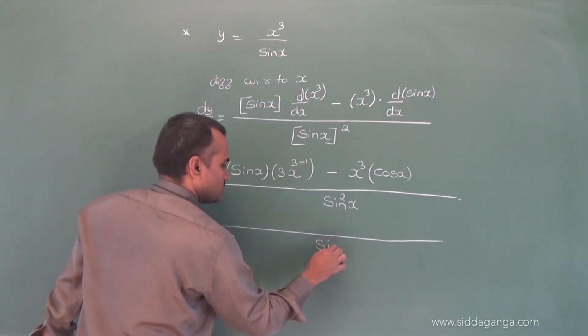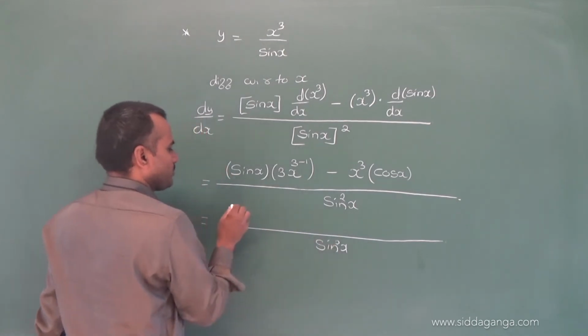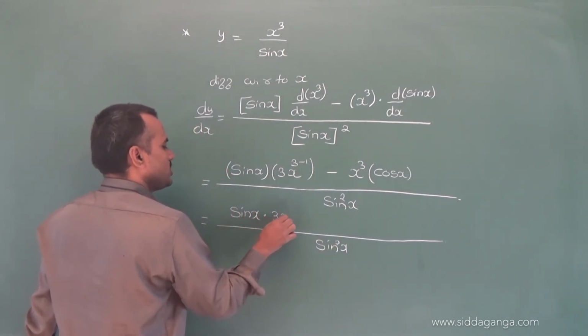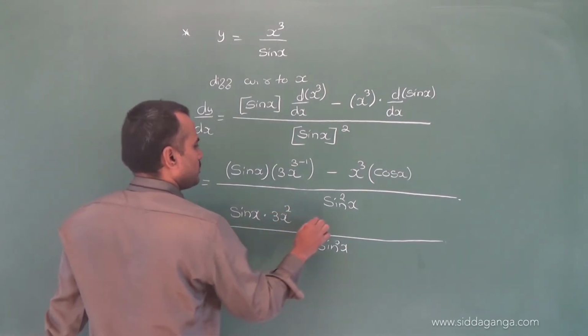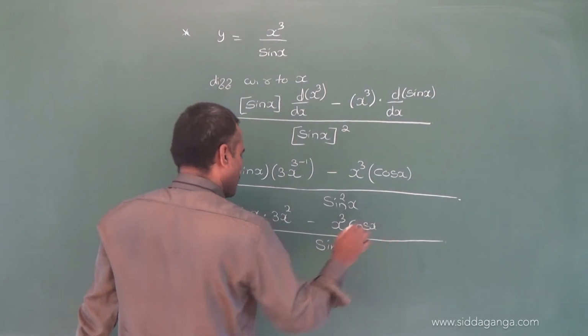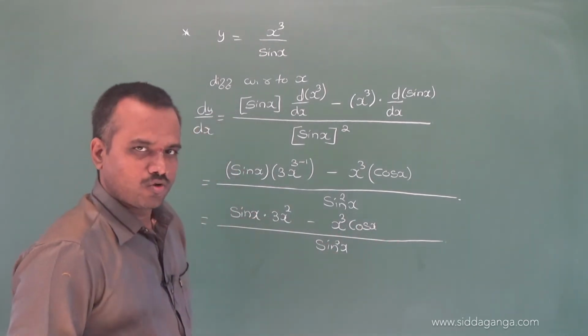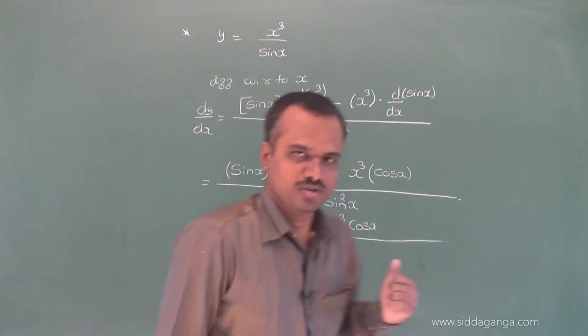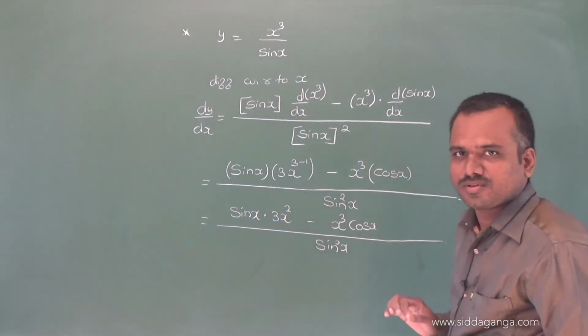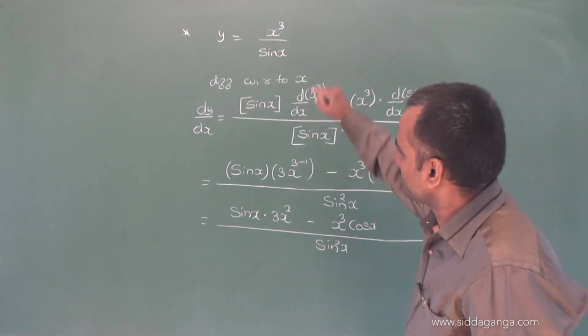Sin square x, sin x into 3x square minus x cube into cos x, x cube into cos x. Observe each and every step, very important. Once again I explain.